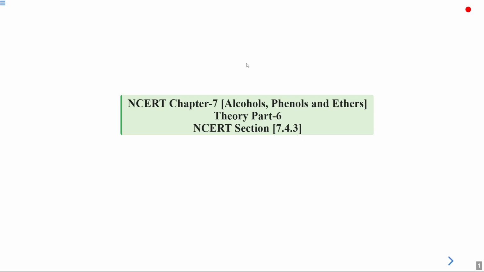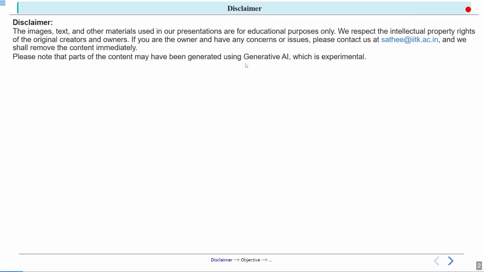Hello students. Today we'll continue the chapter NCERT chapter 7, Alcohols, Phenols and Ethers. And today is theory part 6. So this is the disclaimer.